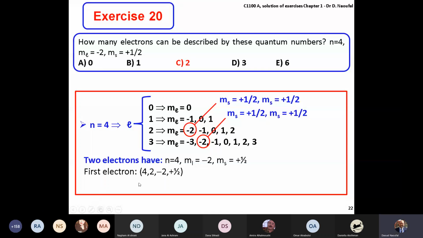The first is 4, 2, minus 2, plus half. And the second is 4, 3, minus 2, plus half. So the total is 2 electrons. And the correct answer is C. Pay attention to correct ms equal minus half.